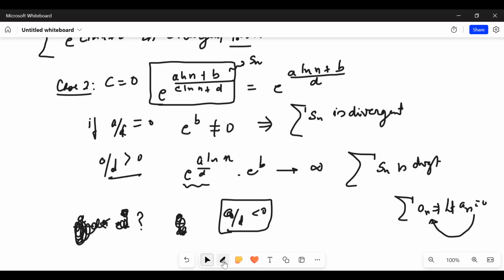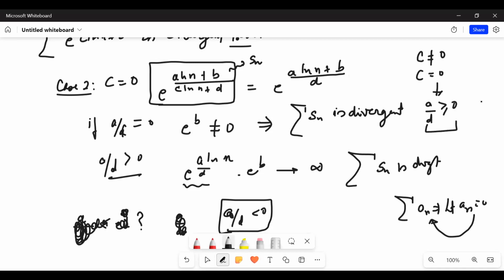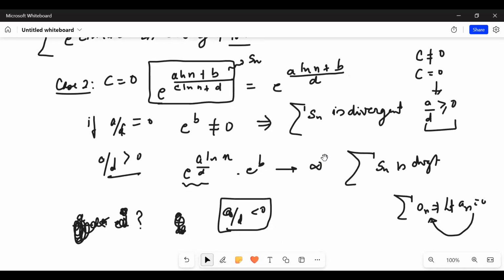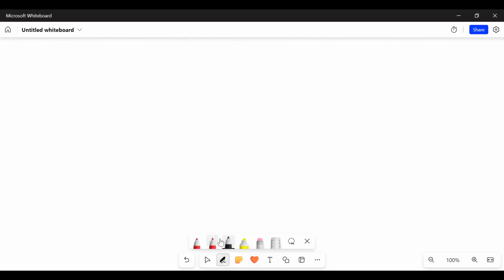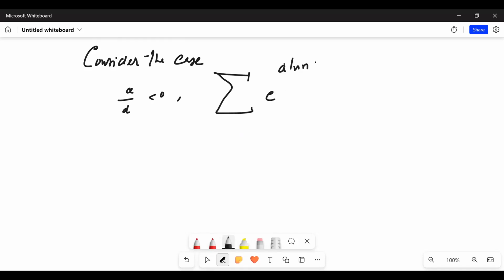So if C is non-zero, clearly the series is divergent. If C is equal to 0 and A by D is greater than or equal to 0, the series is again divergent. Now what I have to do is take the case A by D less than 0. So now consider the case that A by D is less than 0, and this is the series.